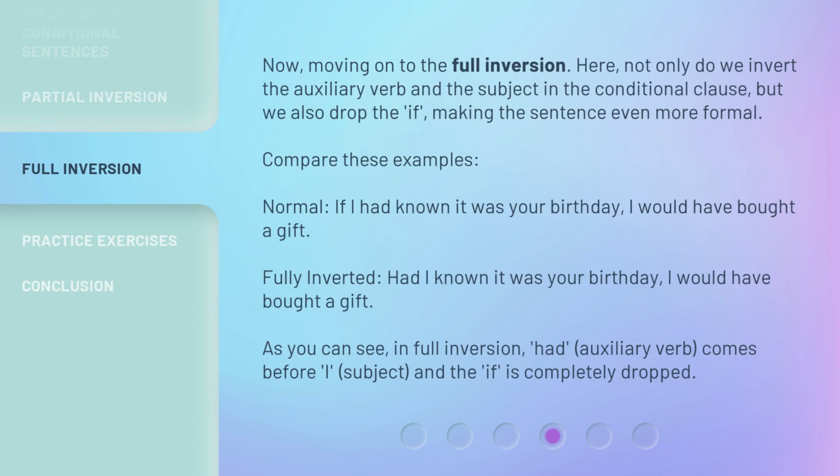Now, moving on to the full inversion. Here, not only do we invert the auxiliary verb and the subject in the conditional clause, but we also drop the 'if', making the sentence even more formal. Compare these examples. Normal: If I had known it was your birthday, I would have bought a gift. Fully inverted: Had I known it was your birthday, I would have bought a gift. As you can see, in full inversion, the auxiliary verb 'had' comes before the subject 'I', and the 'if' is completely dropped.